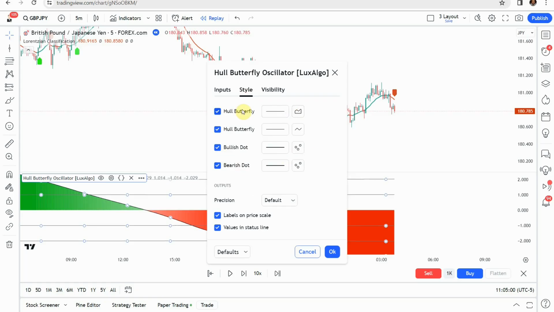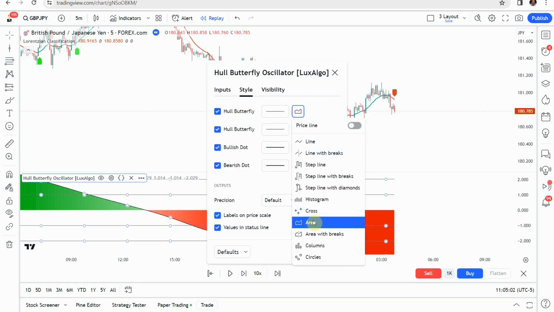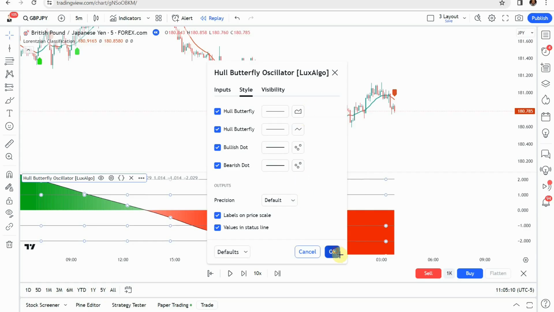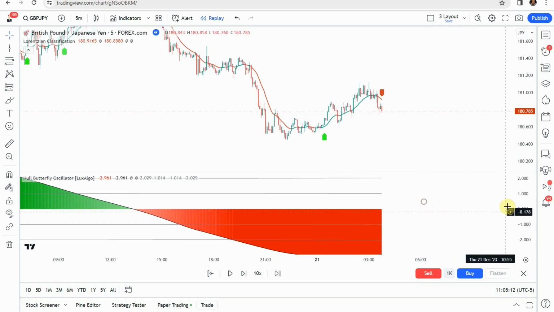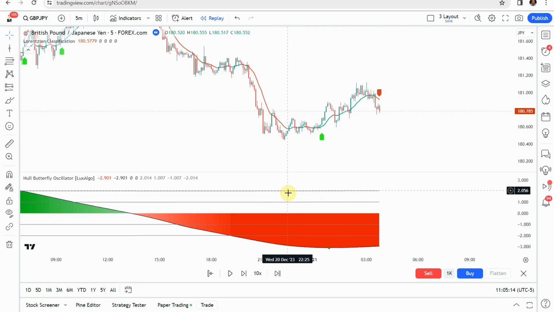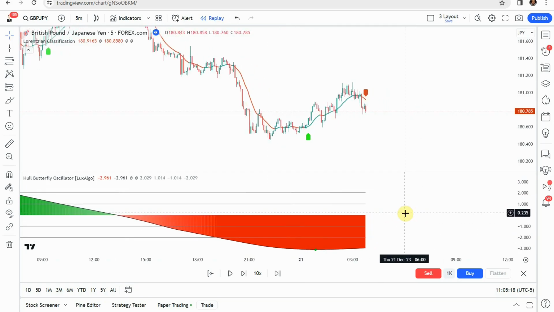Then you're going to go into the style and you can change this to an area from the columns, I think is what they have it, or histogram. I changed it to area. I wish there was a way to make these lines here larger and stand out more, but there isn't one.